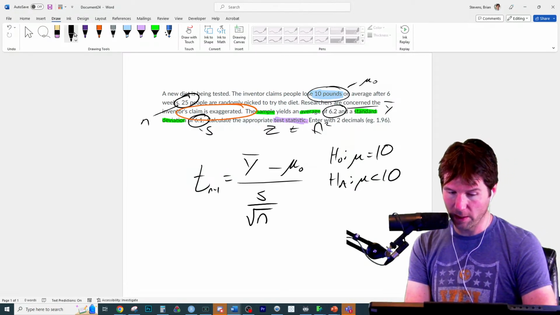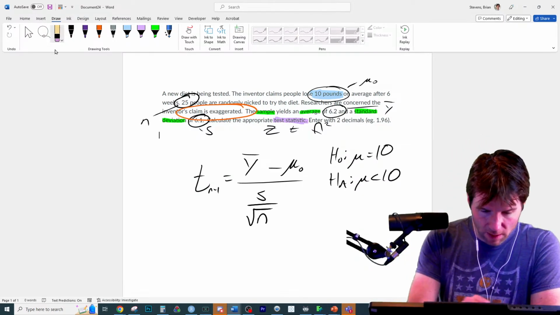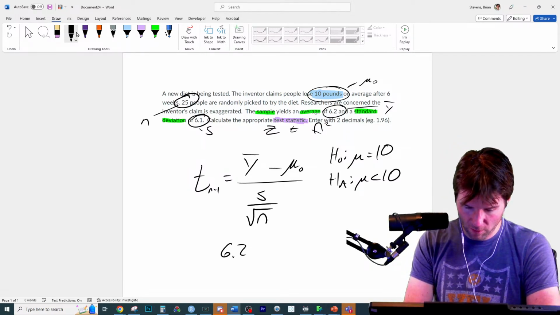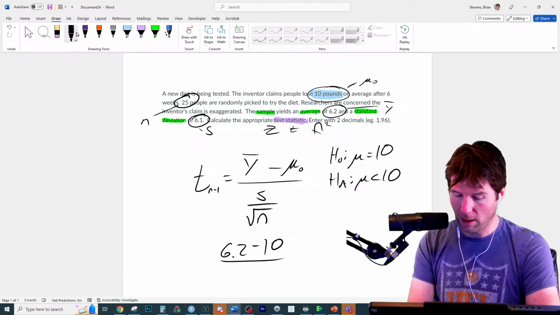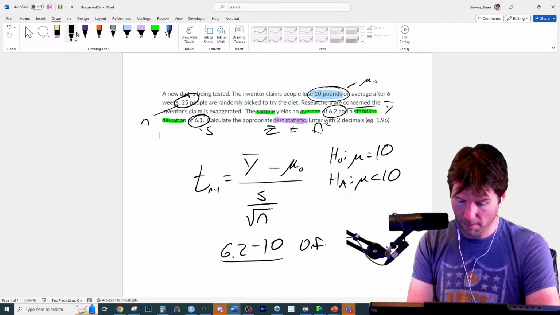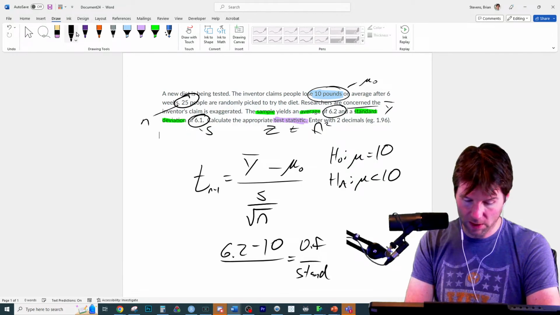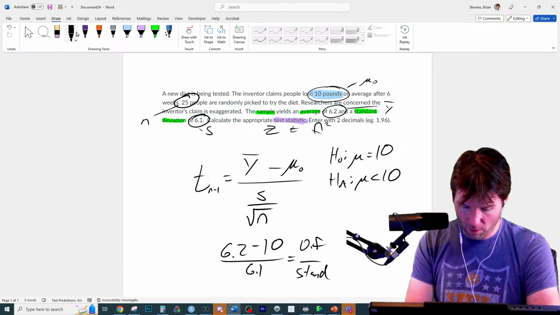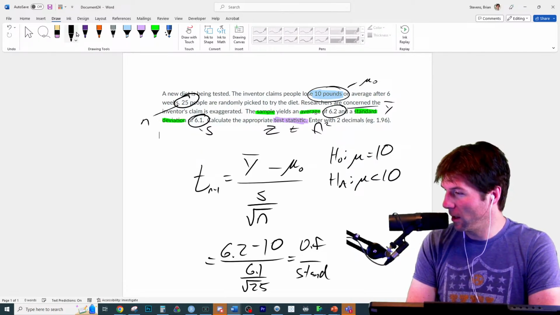So we plug in right here the sample mean. The sample mean is 6.2 minus 10. That top part is just a difference right here. And then the bottom part is how we standardize it. So the bottom part down here is the standardization of s over square root of n. So that's 6.1 over square root of 25. And tell me what it is.